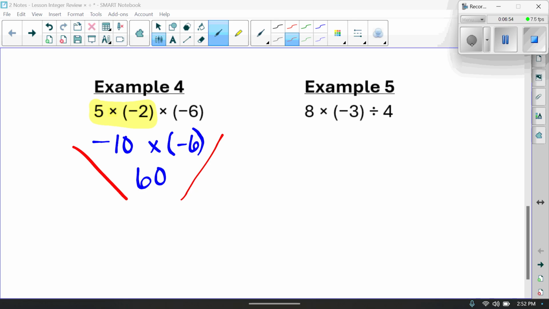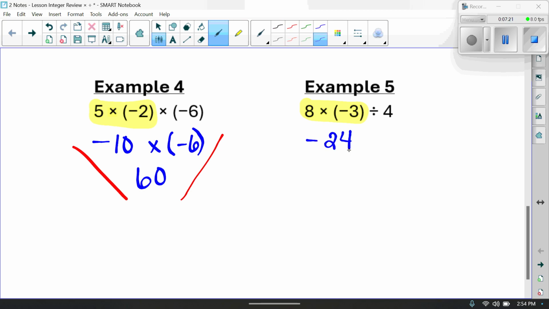So now I would like for you to take a minute to do example 5 with your table partners. All right, so here, you guys, we are going to use our order of operations, and we're going to do multiplication and division from left to right. So here we have 8 times negative 3, different signs. That means negative, and it's going to be a negative 24.